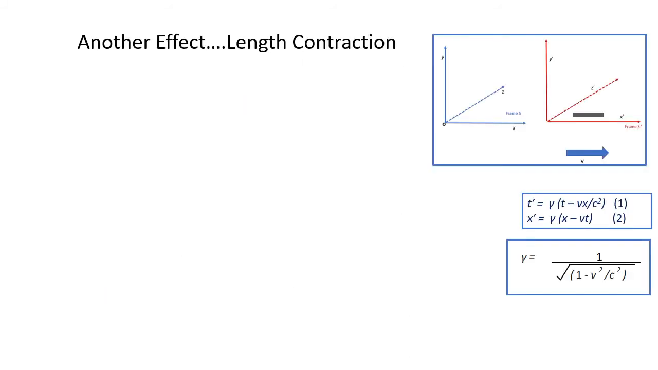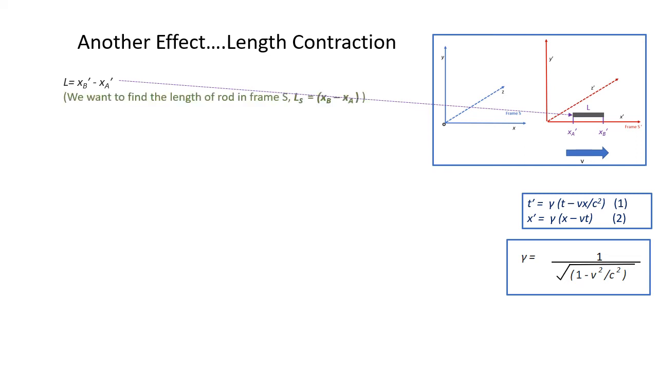Consider a rod of length L measured in a frame S' in which the rod is at rest. The rod is moving rapidly in the x direction with respect to another frame S. In frame S', the ends of the rod have positions xa' and xb'. So the length of the rod is simply xb' minus xa'. What we want to do is find the length of the rod in frame S.